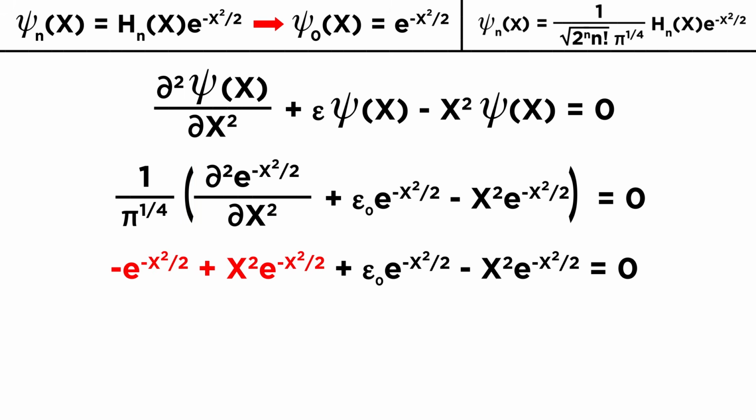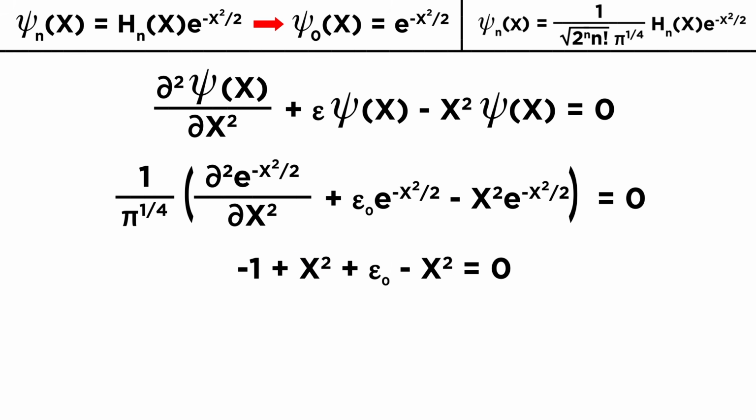Now, plugging this second derivative back into the whole equation, we end up with this expression. We can divide both sides by this exponential term, so that will just go away, and we are left with negative 1 plus big X squared plus epsilon_0 minus big X squared. Canceling the big X terms and rearranging, we are left with epsilon equals 1.